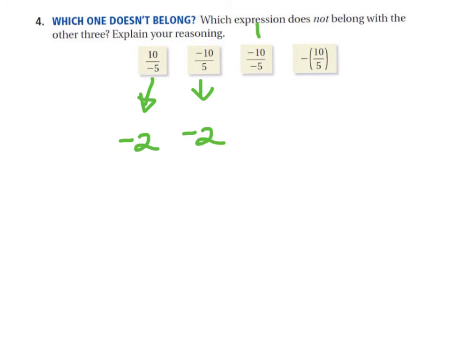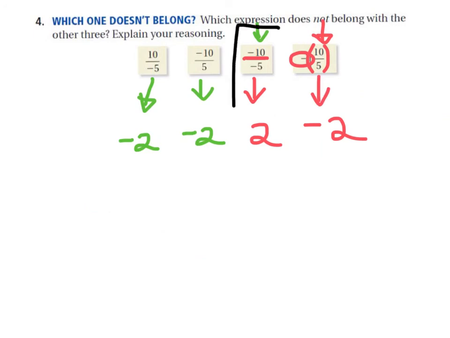Now, let's look at this one. This one says negative 10 divided by negative 5. A negative divided by a negative is a positive 2. And finally, the last one says, well, let's do inside those parentheses. So I'm going to do inside there. 10 divided by 5 is 2. And then there's a negative sign out front. So negative 2. So which one does not belong? Looks like this one because it gives you an answer of 2.